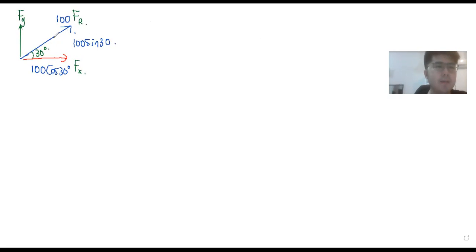Now, any force can be resolved into Y component and X component. And also any force can be added to get the resultant force. If you add this one and this one, you will get the resultant force, and the resolution of forces is the reverse process. So this is what we talked about in the last lesson. Now today we are going to apply this in real life situations.